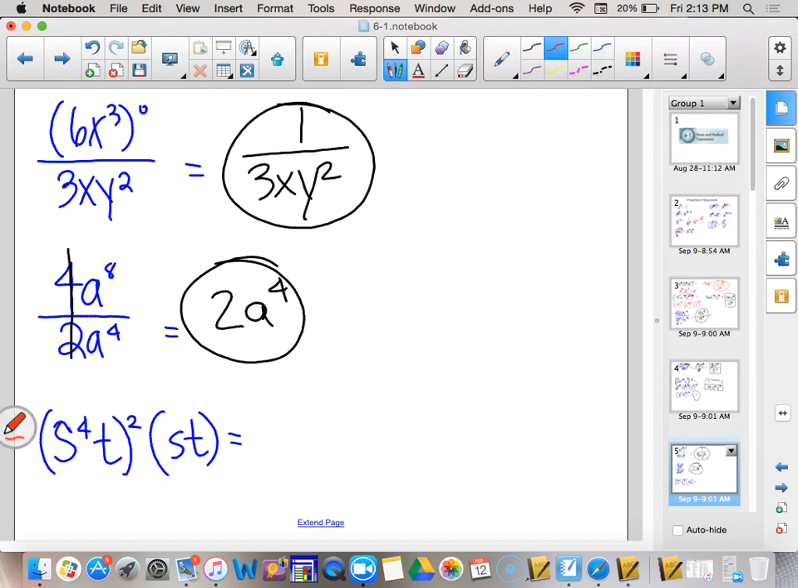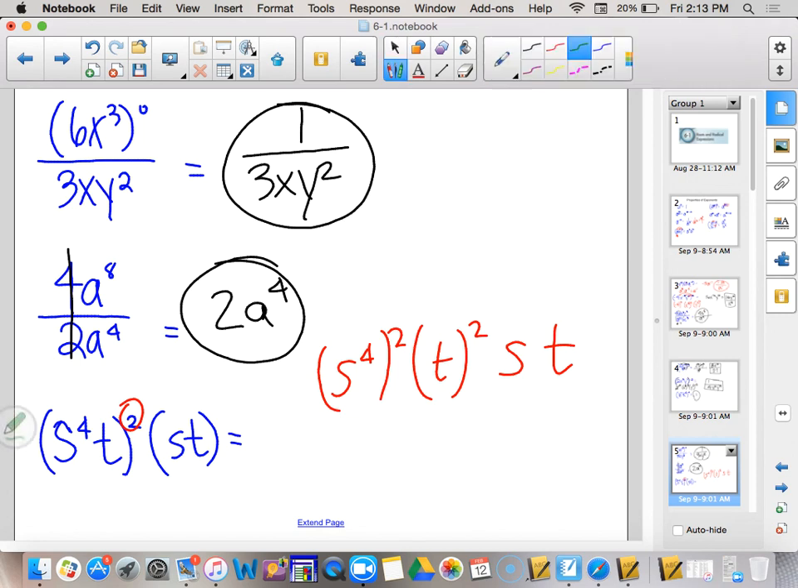So the bottom one says s to the 4th times t. I'm going to raise all that to the 2nd power, and then I'm going to multiply s times t. So what am I going to do with my 2 right here? Kind of like distributing it out. So I have s to the 4th raised to the 2nd, t raised to the 2nd, times s times t.